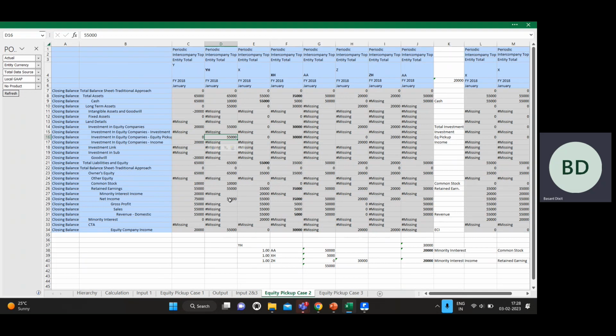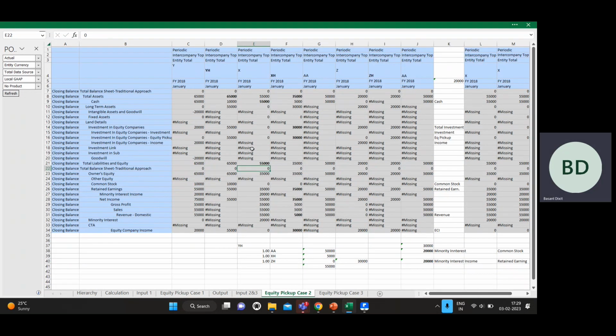And one more thing is that 55,000 is coming in the equity pickup, and it is rolling up to the investment in equity companies. In total we are getting 65,000 because we have cash figures also, and investment is 55,000. So it is done. Let's see at the C level what figures we are getting, because we take all the assets of the subsidiaries. So we are taking 55,000 plus 10,000, so it rolls up to 65,000. And we have revenue, and all the things are coming as the same.